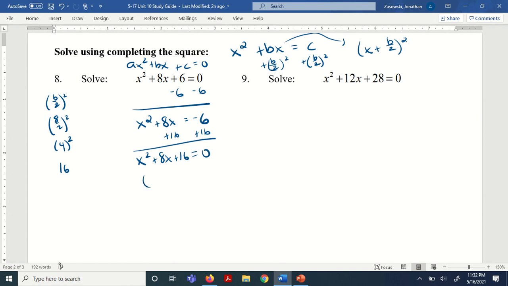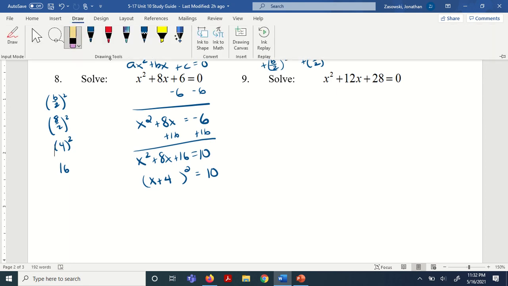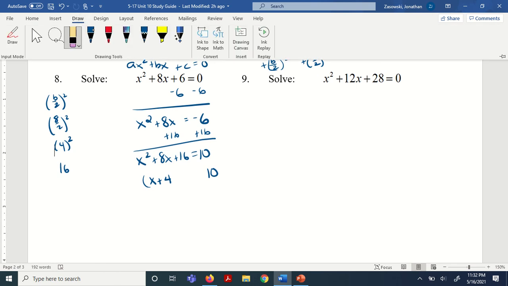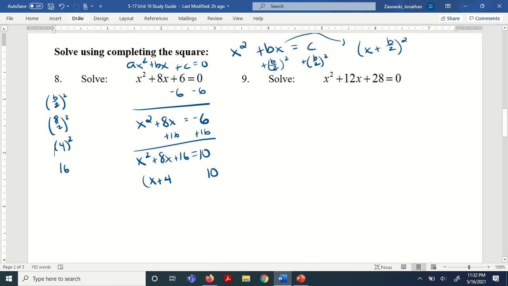Now this factors into, and this is that important number we talked about, x plus 4 squared. And this is equal to 10, not 0, by the way, equals 10. And then I'm going to go ahead and take the square root of both sides. Now, I'm just going to clean this up a little bit here. So I'm going to move this parentheses a little bit closer.